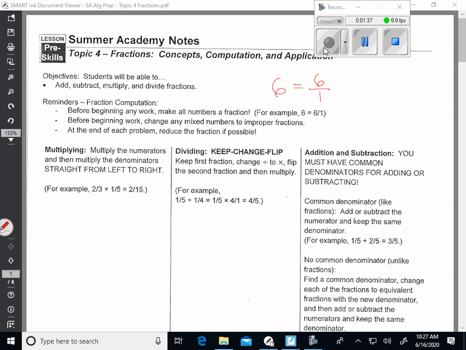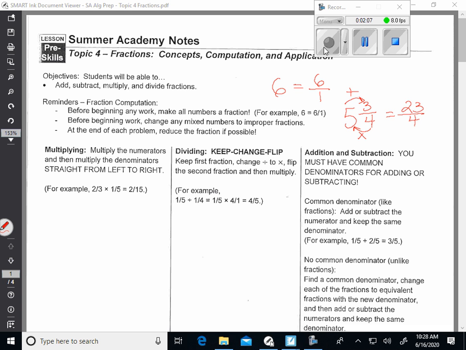It makes things easier. Second, before beginning any work, change any mixed numbers to improper fractions. So if you have 5 3/4, remember to change it to an improper fraction, multiply the denominator times the whole number, and then add the numerator. So 4 times 5 is 20, and 20 plus 3 gives you 23. So 23 over 4.